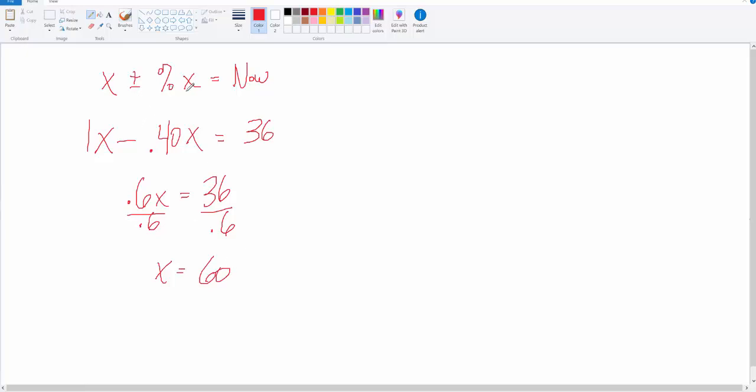Again, this percent backwards formula is going to be important to know how to use, and they don't give that to you on the test. So make sure you know how to set up these types of problems to do percent backwards.